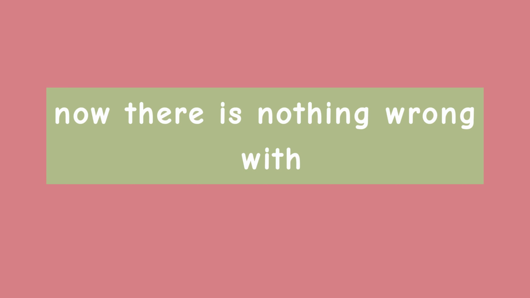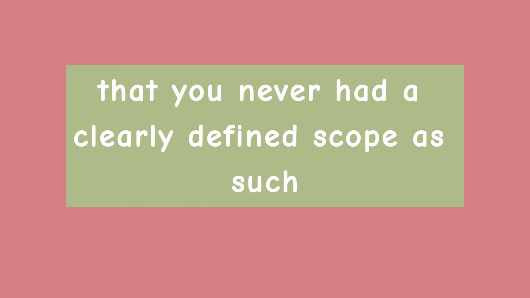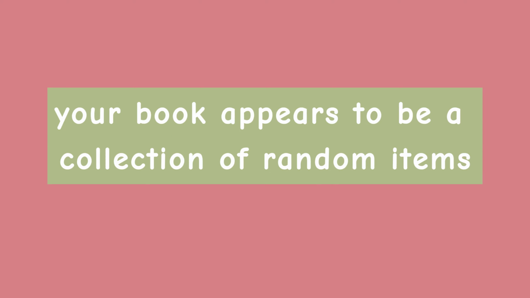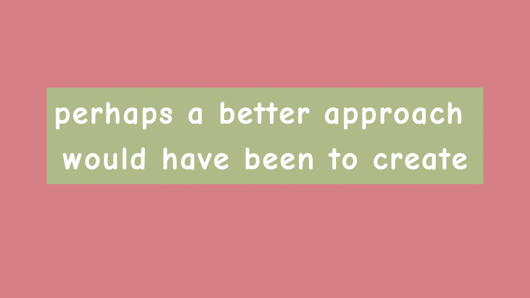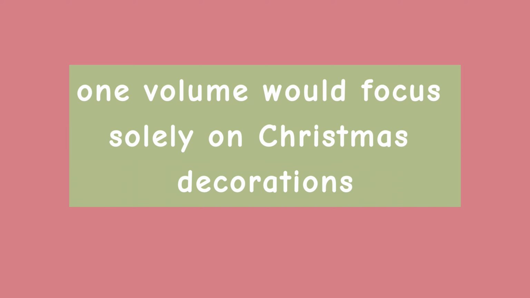Now, there is nothing wrong with the amount of information you plan to include in your book. The problem is that you never had a clearly defined scope. As such, your book appears to be a collection of random items all mashed together. Perhaps a better approach would have been to create separate volumes. For instance, one volume would focus solely on Christmas decorations, then the second on Halloween, the third on Easter, and so on.